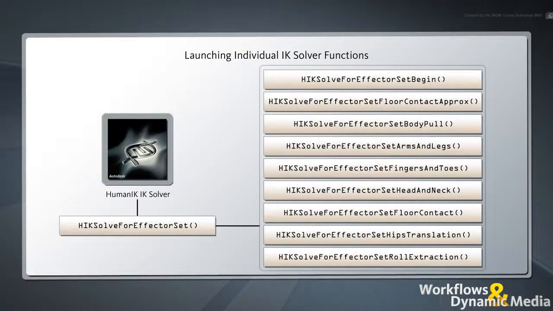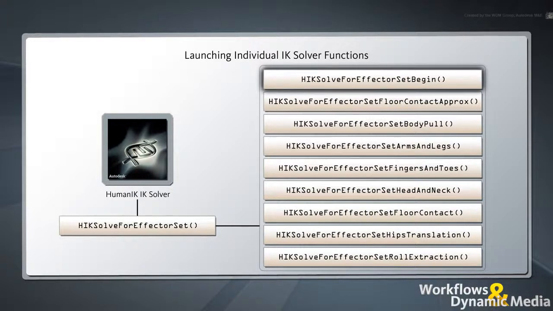When you launch the full-body IK solver by calling the HIK solve for effector set function, the solver actually calls a set of smaller functions to carry out the different operations required to calculate a new pose for your character. In cases where you cannot call the full IK solver function due to limited memory space, like on a PlayStation 3 SPU, you can instead call these functions individually. Note that to use this alternative method, you must keep in mind the following limitations.